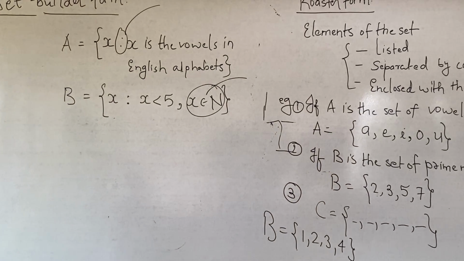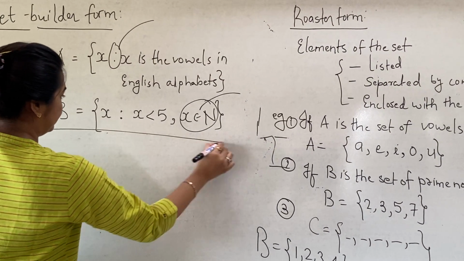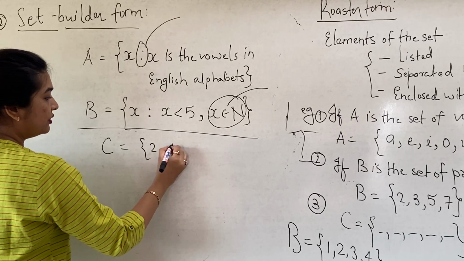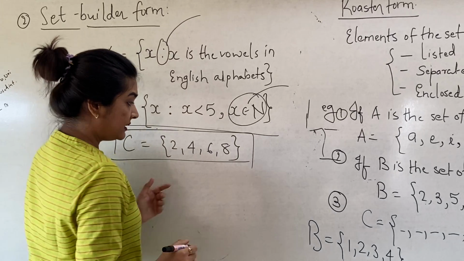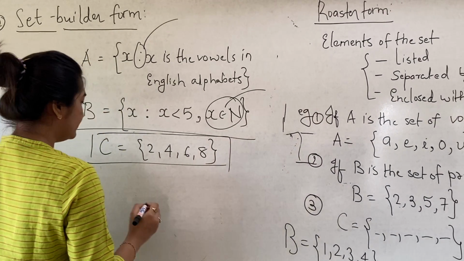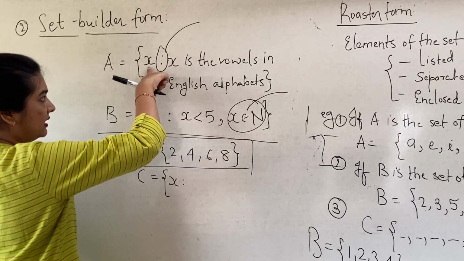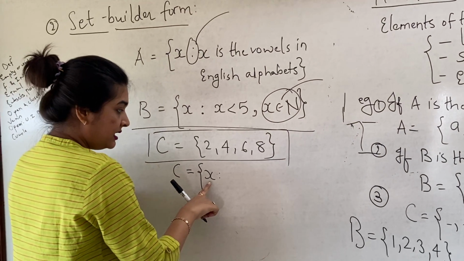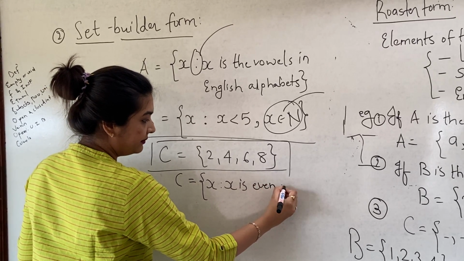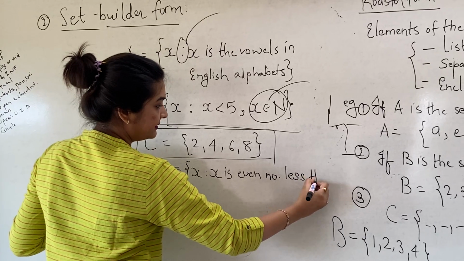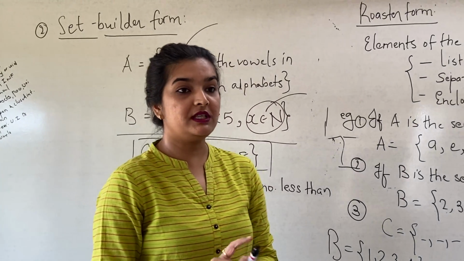Now next is, if I say C is equal to 2, 4, 6, 8, write down its set builder form. So what will be the set builder form? C is equal to x. You can take any letter over here, but I will take x. x such that x is even number less than 10. So this is the set builder form.